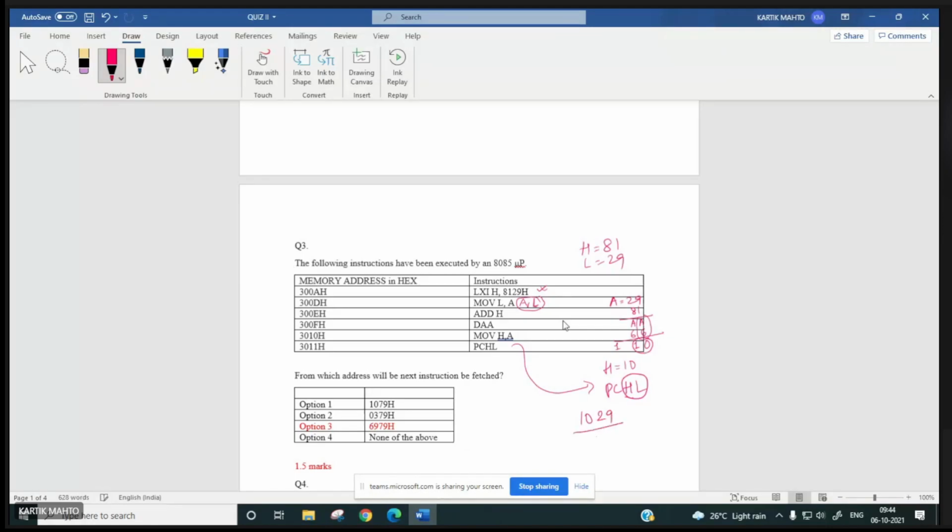Here it will branch. Anyway, so everybody will get 1.5 marks. Not a problem. Yes, sir. Right. And why I have written 6979?